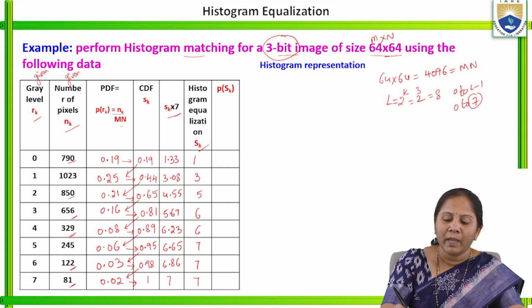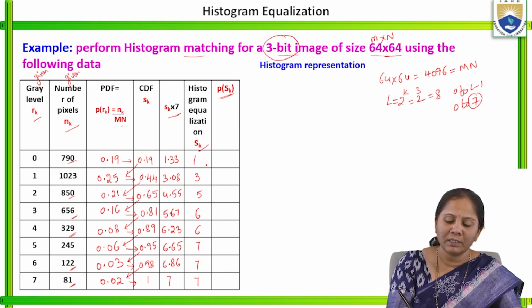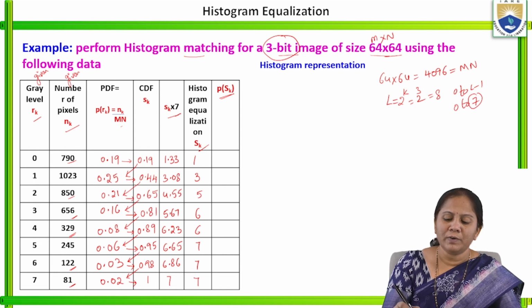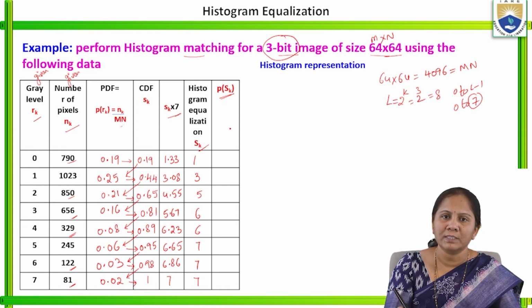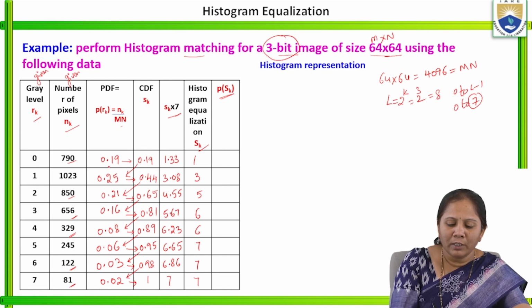Now, to find P of Sk, what is the purpose of finding P of Sk? If we see here, the first three values 1, 3, 5 are not repeated. For the next values, 6 is repeated and 7 is repeated 3 times. For these cases, how do we find P of Sk? For the value 1, what value are we getting?